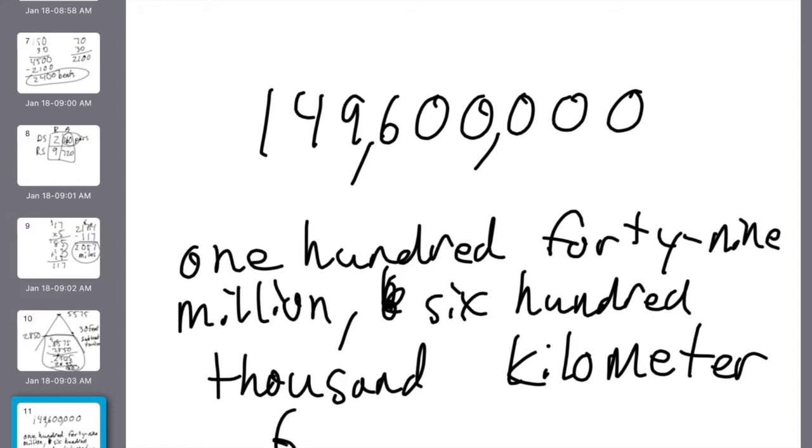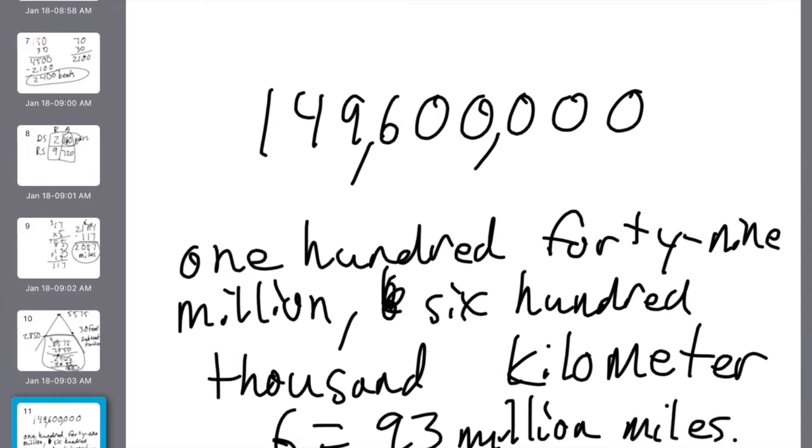At the top of your page, write down, what number am I on? 6. Right at the top, 6 equals 93 million miles. Oh, extra credit at the top of your page, you put that thing down. Now you know the average distance we are from the sun.